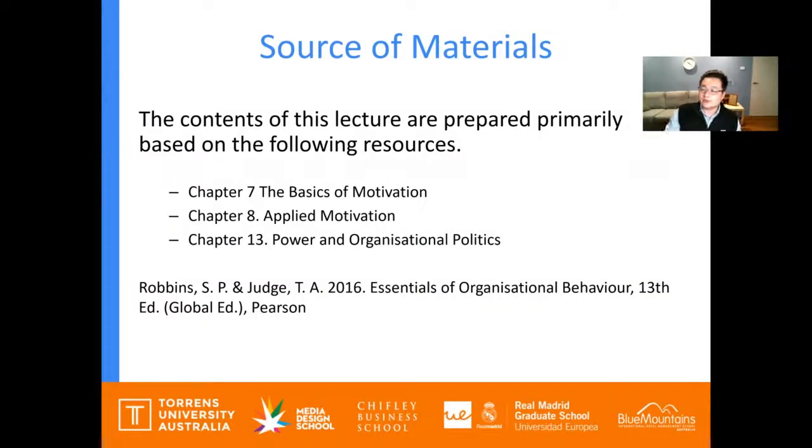The source of the material for this chapter is primarily based on our textbook. You could always go back to Blackboard to get access to Essentials of Organizational Behavior. I do believe we have a corresponding Chinese translation that you could purchase in China as well. I do have a copy of it. I think the most up-to-date one is the 14th edition. You might want to look at Chapter 7, the basics of motivation, Chapter 8, applied motivation, and Chapter 13, power and organizational politics.